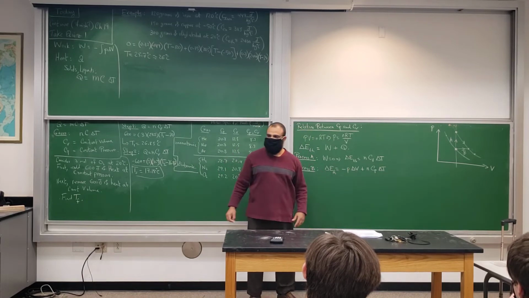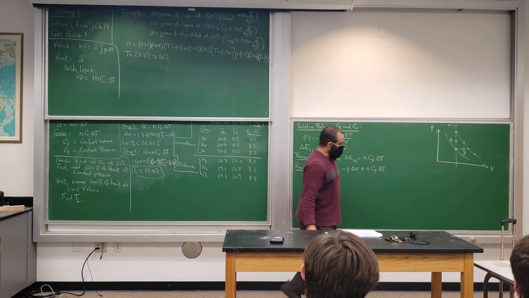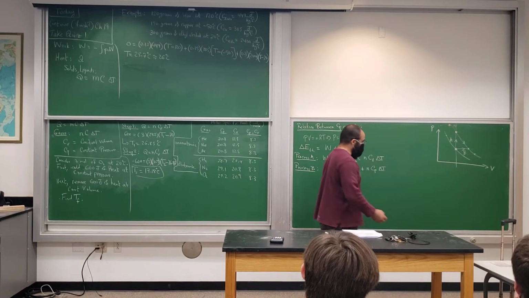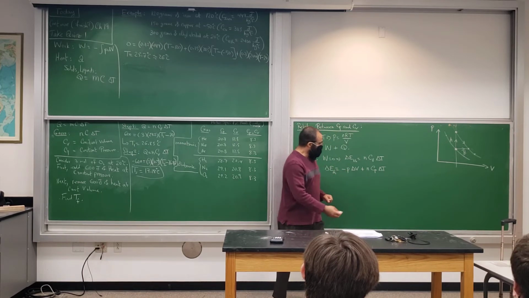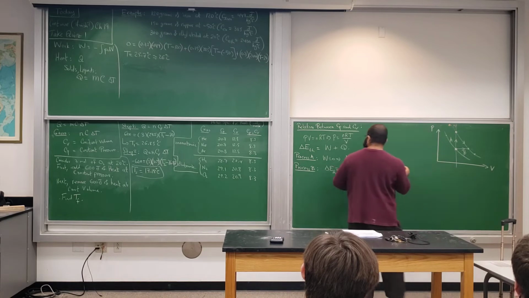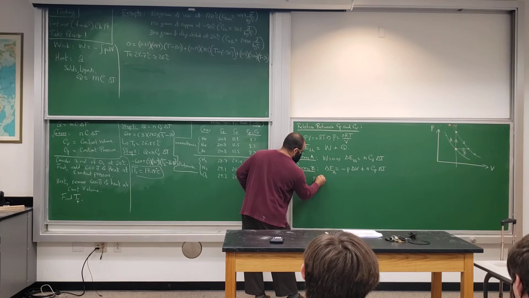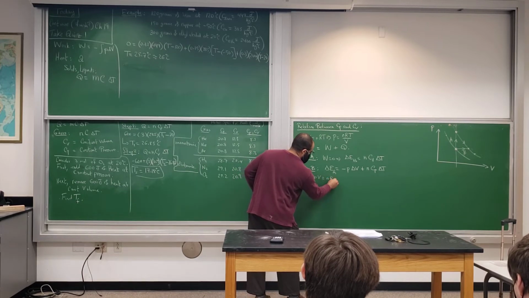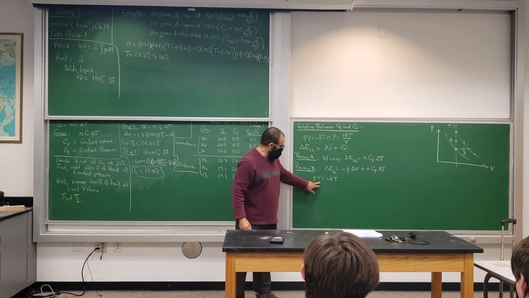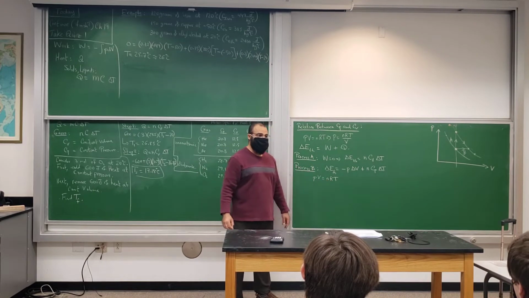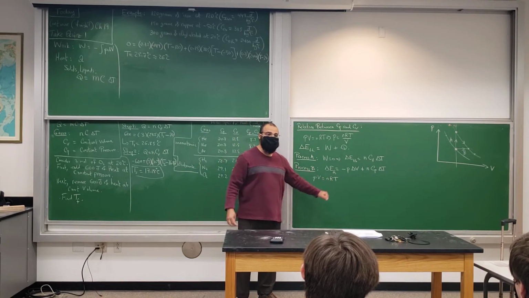rid of this P delta V. I need to make it something in terms of delta T. But remember, again, the pressure in process B is constant, right? So I know that P V equals n R T, right? If the pressure is constant, it means P delta V is equal to n R delta T.